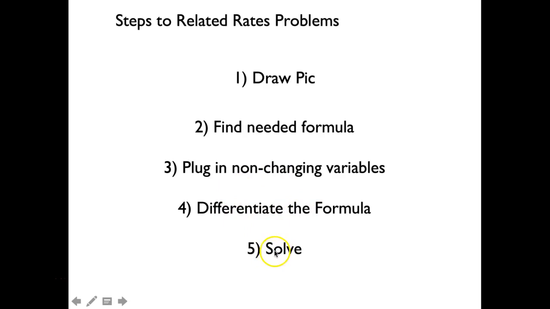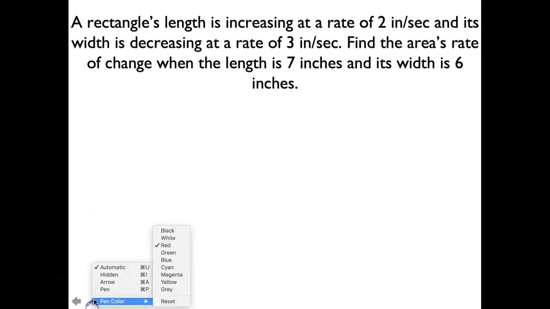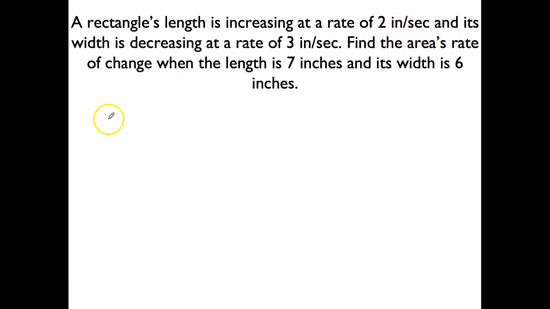So let's do some problems here. Okay, grab my pen. A rectangle's length is increasing at a rate of 2 inches per second. Now I'm also going to draw the picture and I'm going to label these guys. I showed you guys how to label them in the last lesson. So that's the change in length divided by the change in time. So I'm going to call that dl over dt. And since it's increasing, it's 2 inches per second.